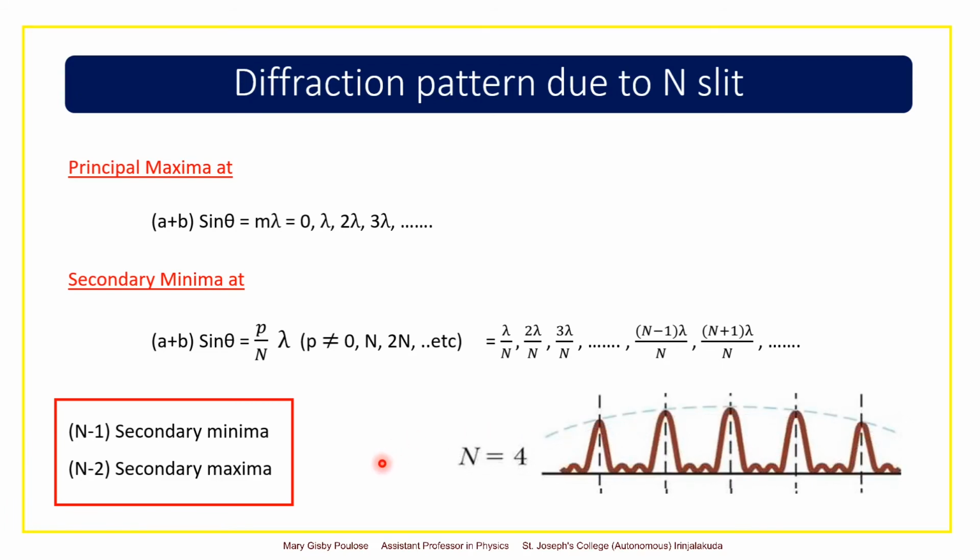Now, when n is equal to 4, if these are the principal maxima points, we will have n minus 1 secondary minima, that is 4 minus 1, 3 secondary minima: 1, 2, 3, and n minus 2, that is 4 minus 2, that is 2 secondary maxima. Again, when n is equal to 5, between any 2 consecutive principal maxima, we have 4 secondary minima: 1, 2, 3, 4, and 3 secondary maxima: 1, 2, 3.